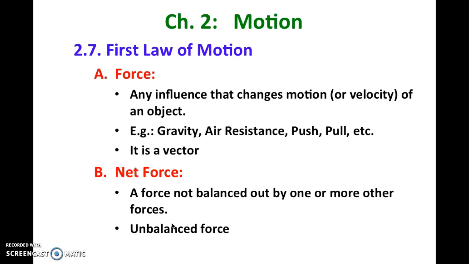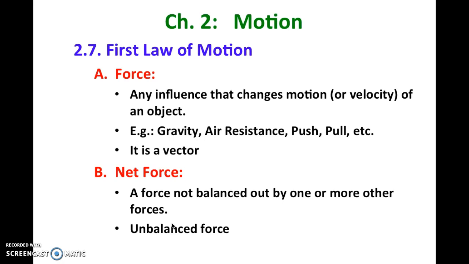Newton developed 3 laws of motion. To describe the first law of motion, we first define what is force and what is net force. A force is any influence that changes motion or changes velocity of an object. For example, gravity, air resistance, push, pull, and so on are all forces.